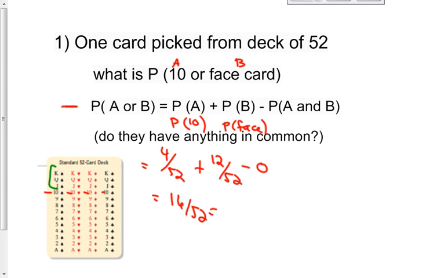And please try to remember to reduce your fractions. 2 goes into both, you're down to 8 over 26. You could go one more time, 4 over 13. And again, fractions are fine. You don't need to convert these into decimals or into a percent. You can leave your probability as a fraction.